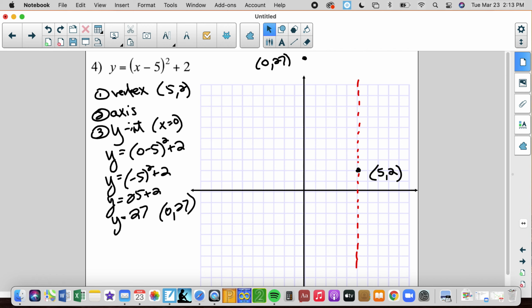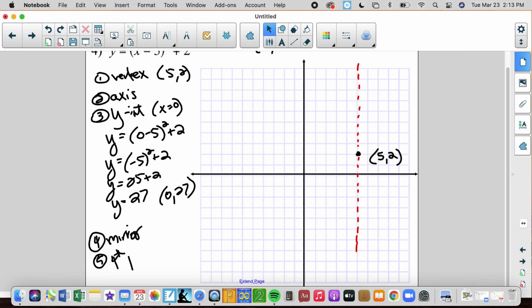It is 1, 2, 3, 4, 5 away. So it'll be 5 away on the other side. That coordinate would be 10, 27. All right, pretty good. Step 4, we did mirror. And 5 is going to be the fourth point.